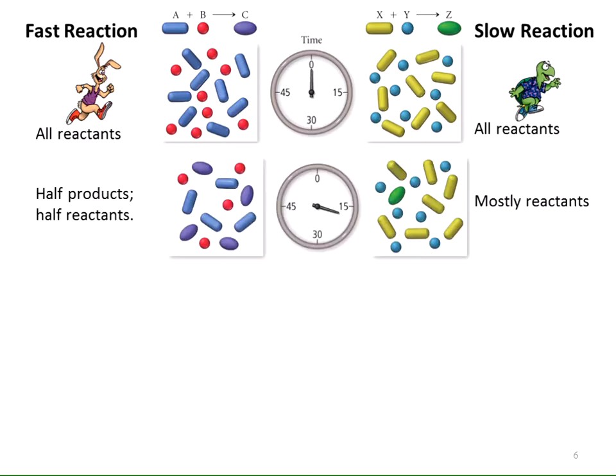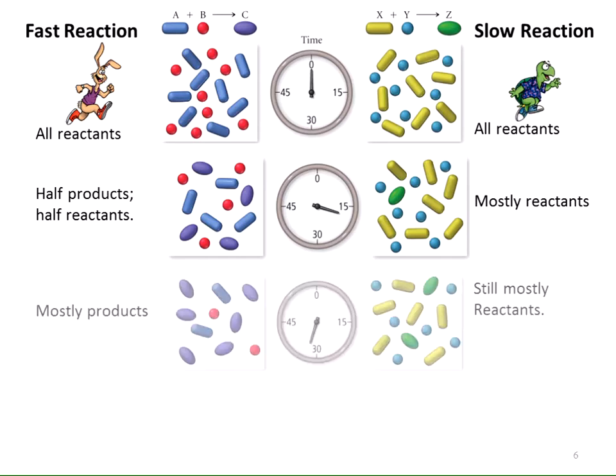Now after 16 seconds, the fast reaction's halfway done. You've got half products and half reactants. But in the slow reaction, we've only formed one product, so we're mostly reactants. So it's definitely going slower than the faster reaction because we have fewer products being made.